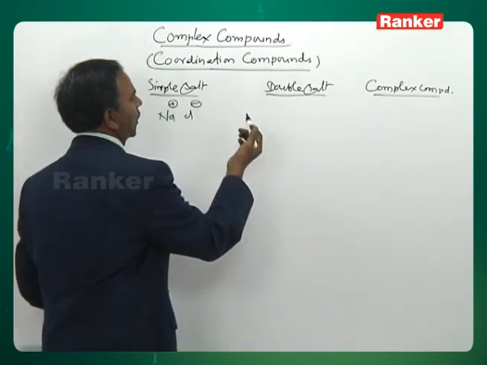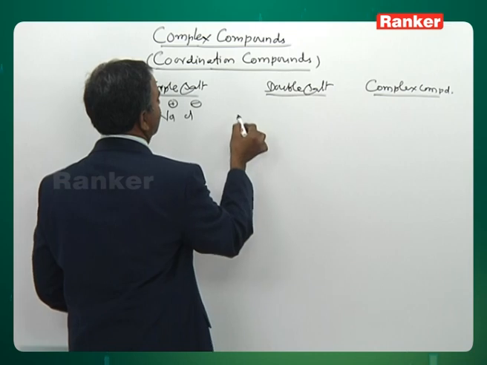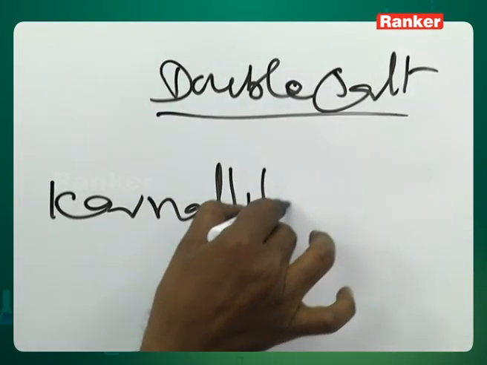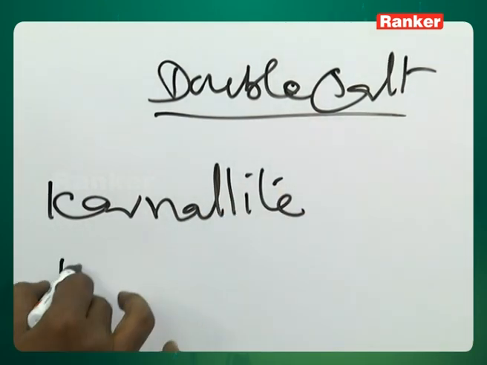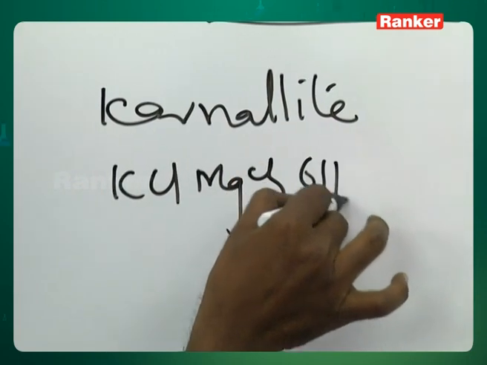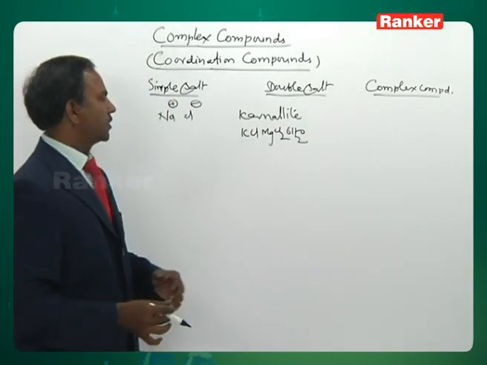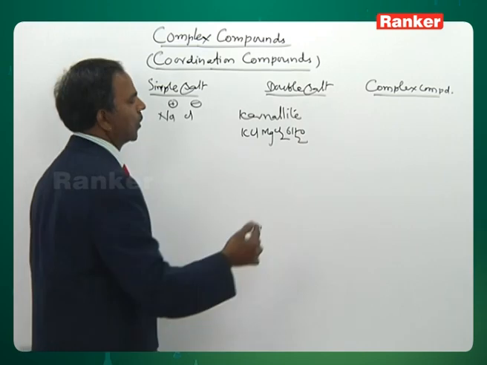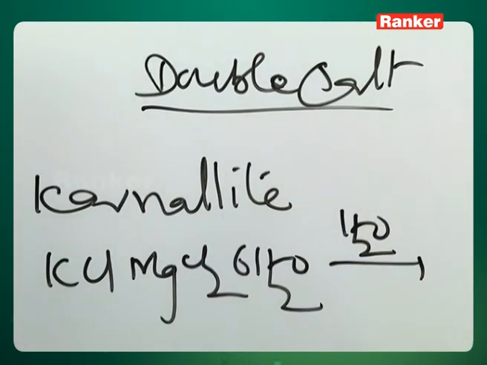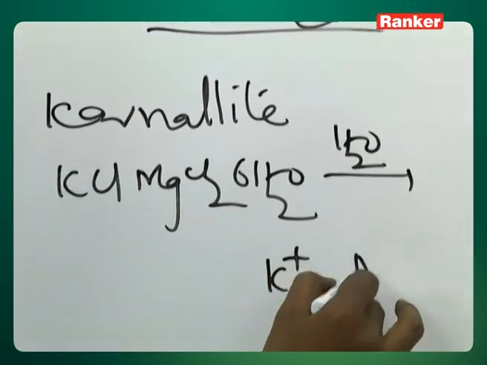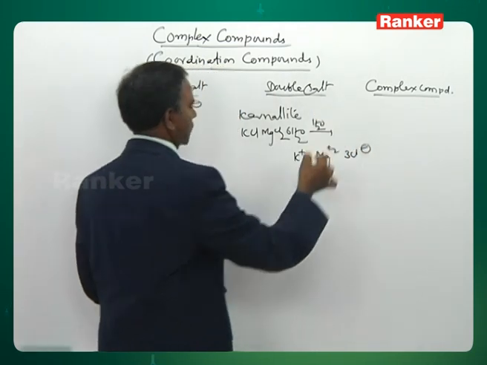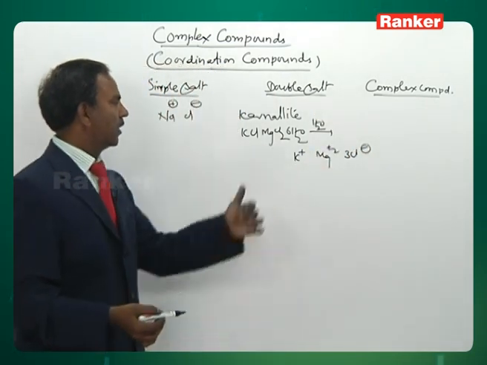Let me show one or two examples. Let us consider the first example, carnallite: KCl, MgCl2, 6H2O. Once you are putting it into an aqueous solvent like water, it is completely ionizing to produce K+, Mg2+, and 3 Cl- ions.